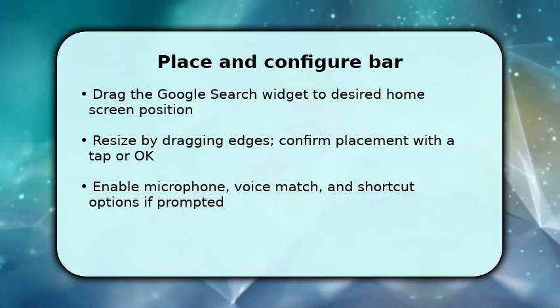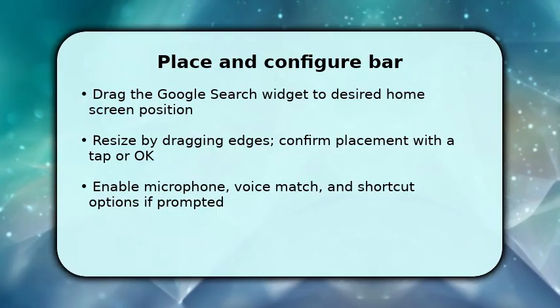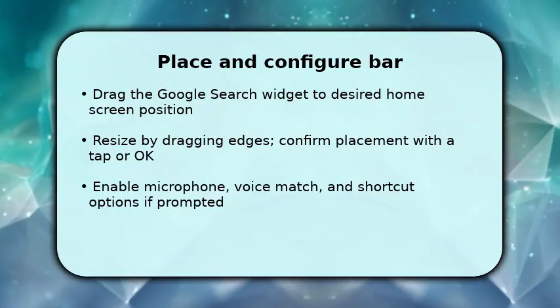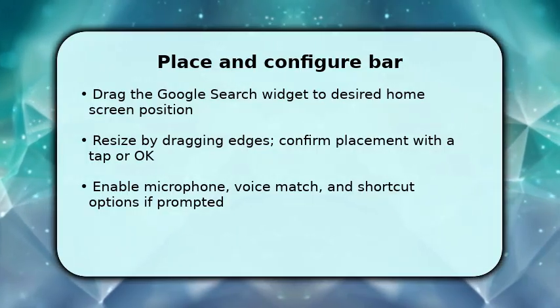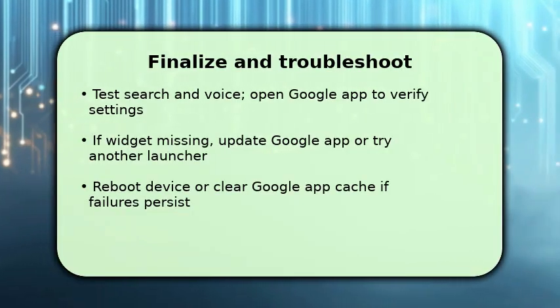Make sure you enable microphone access and any voice match or shortcut settings so voice search and quick actions work. This configuration step ensures the bar behaves as you expect. Finish by testing both text search and voice. Tap the bar and say a query to confirm functionality.